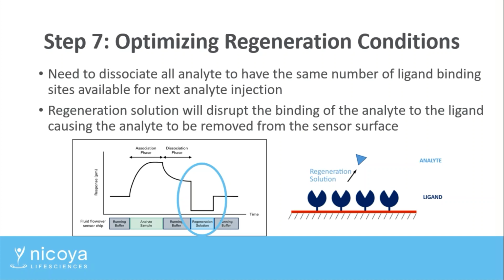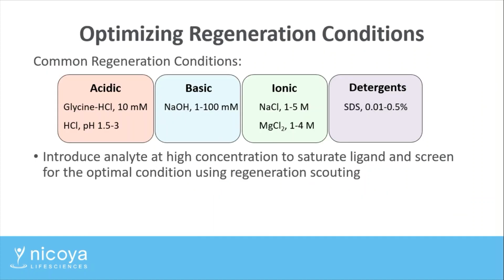Now, if for instance your interaction has a very fast off rate and all of your analyte will dissociate on its own within 2 to 10 minutes, then all you'll need to do after your analyte injection is wait for the analyte to come off, and then you can proceed to the next analyte injection without the use of a regeneration solution. However, if this dissociation rate is slow, it's not very practical to wait until it all naturally dissociates. In this situation, you're going to be using that regeneration solution to disrupt your ligand and analyte binding. Now, this regeneration condition is going to be completely dependent on the binding mechanism of your system.